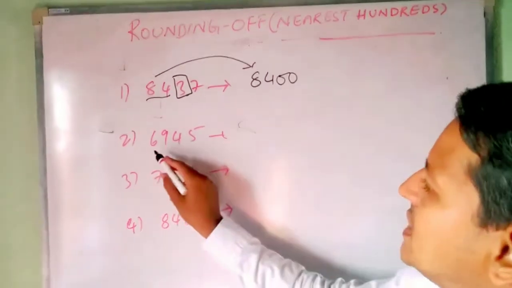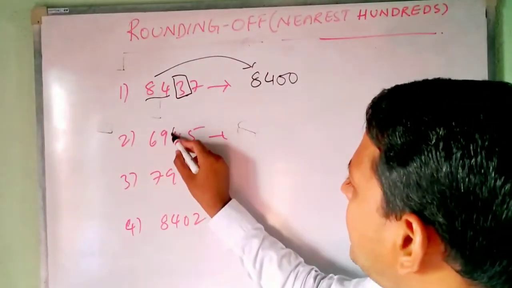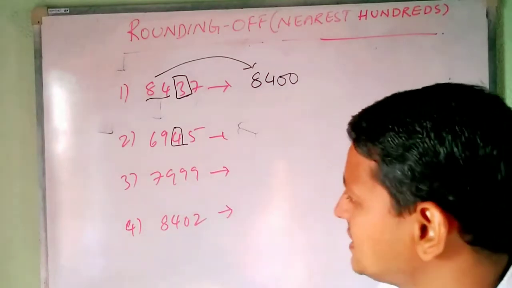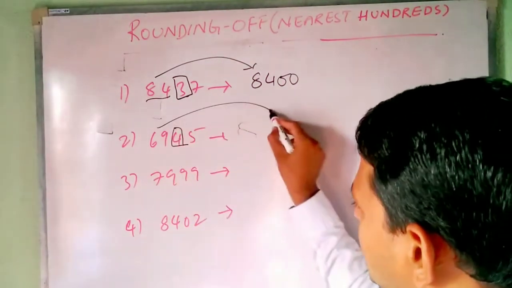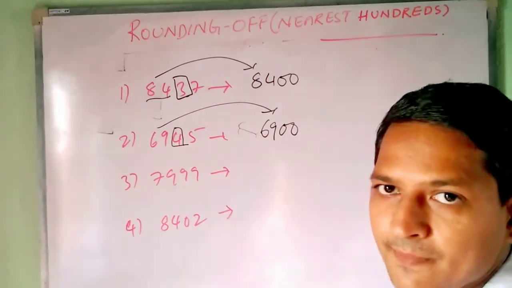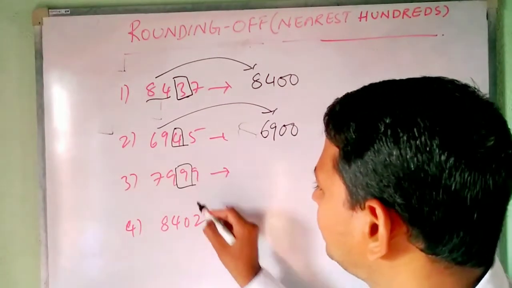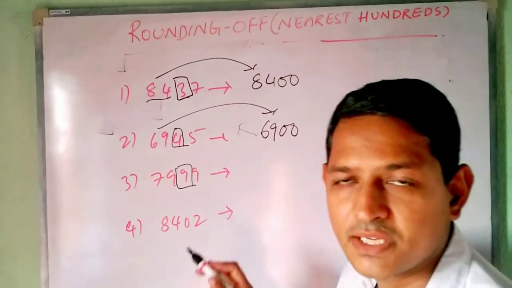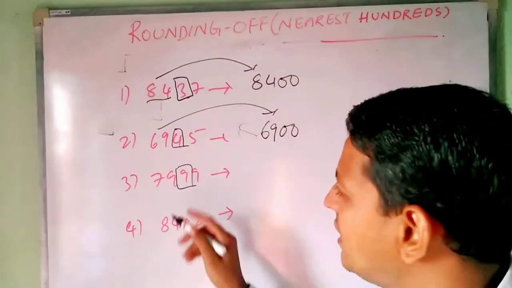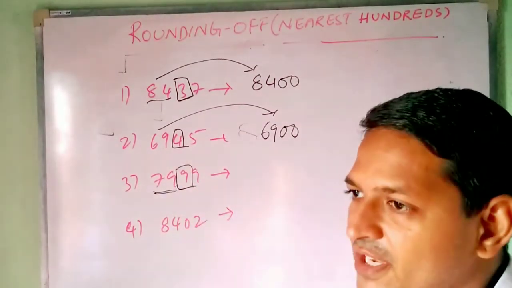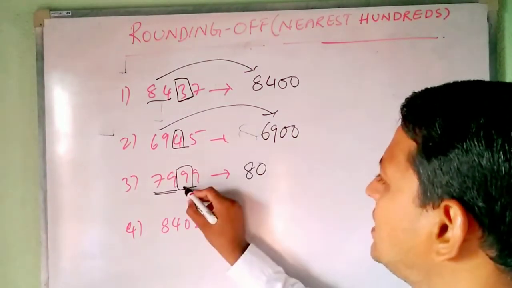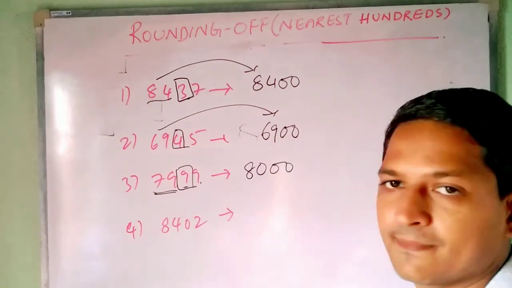Now 6945. Again in tens place we have 4. Is 4 less than 5? Yes. So the number here is written the same, and we place 2 zeros. Now 7999. The digit in tens place is 9, which is more than 5, so we add 1 to 79. 79 plus 1 becomes 80, and in these two places we place zeros.